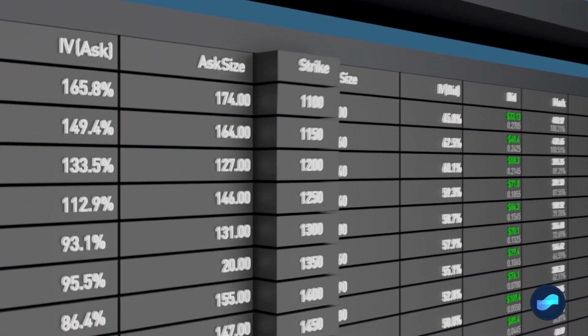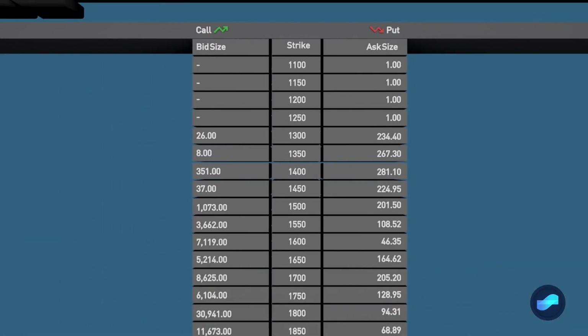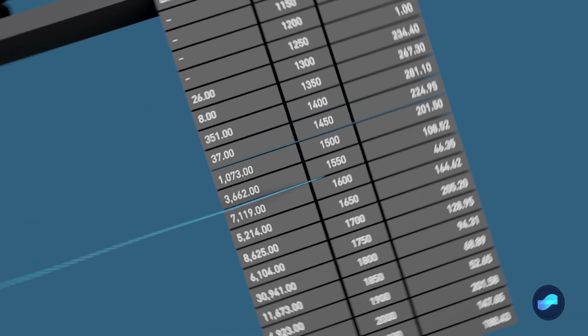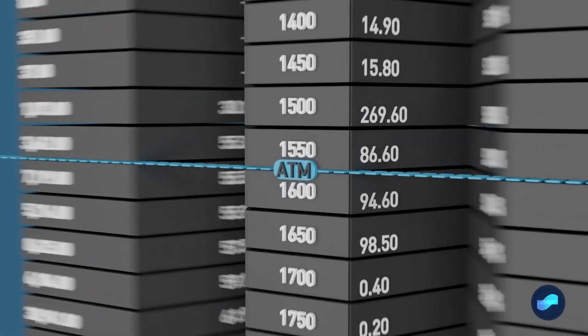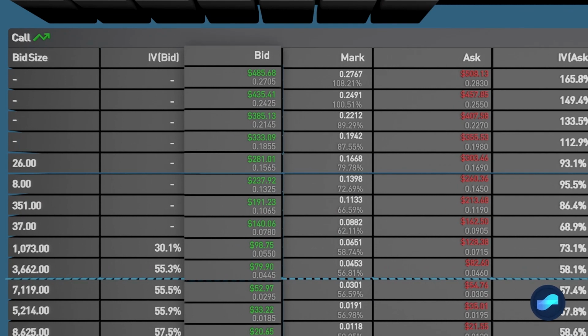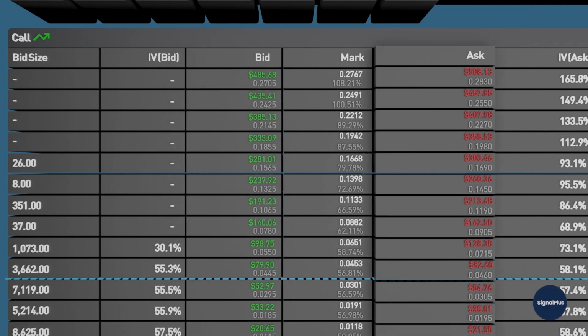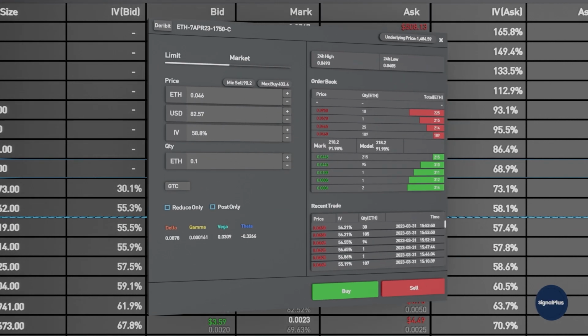The second is strike price, running along the center with call options on the left and puts on the right. An at the money line divides the strike prices into strikes above and below the current market value. Bids shown are what traders are trying to buy their options for, and asks are what they're selling at. You'll need to click into an order to see the full order book for that particular option.